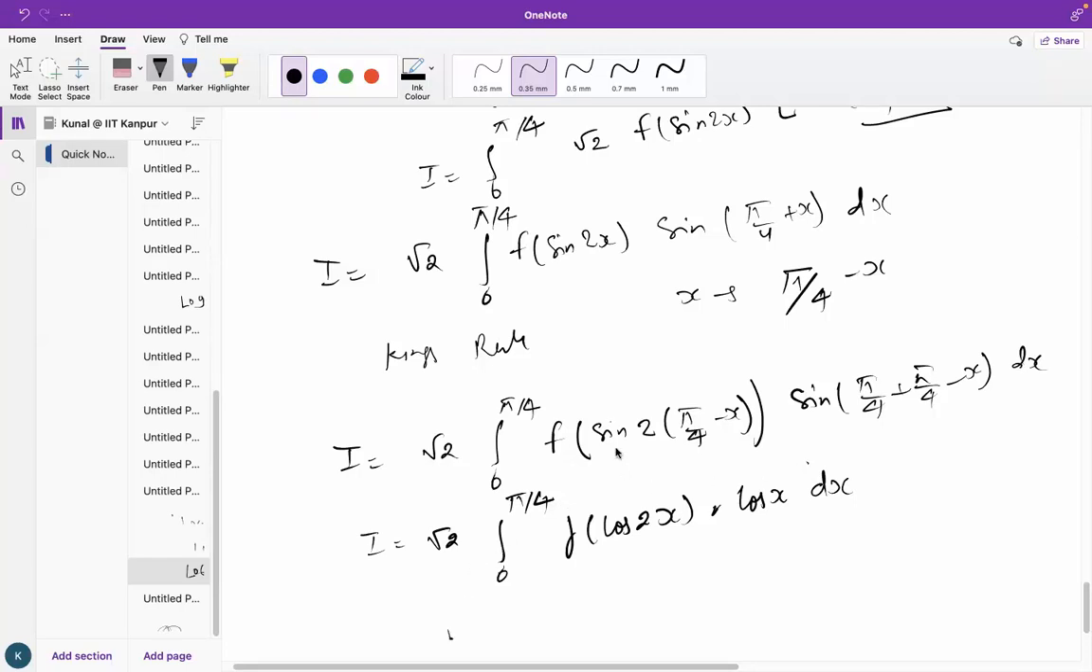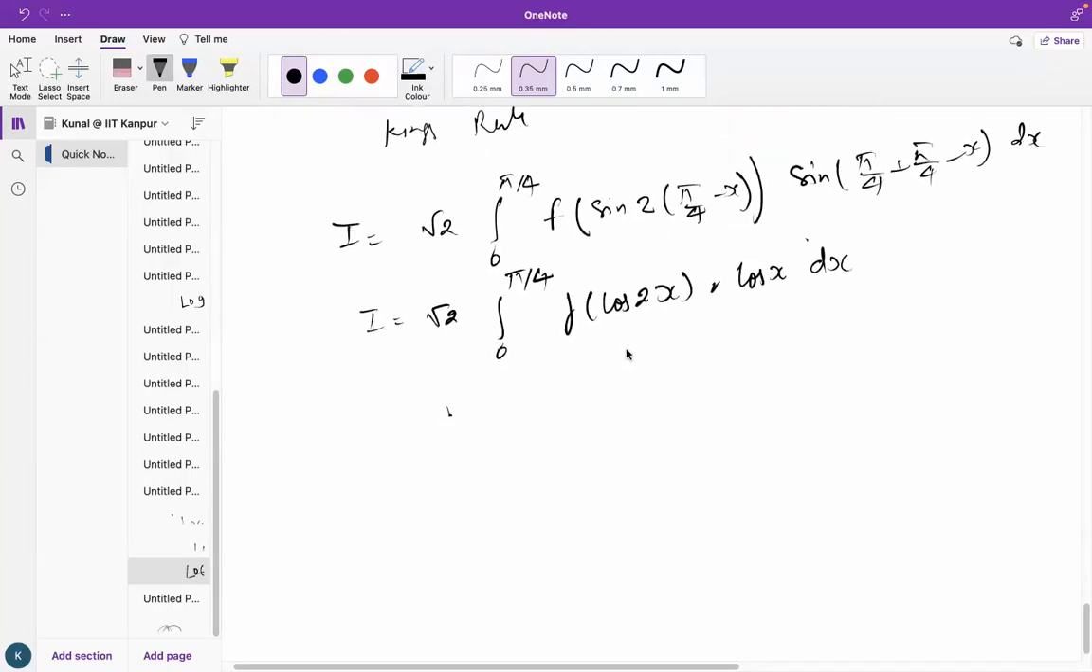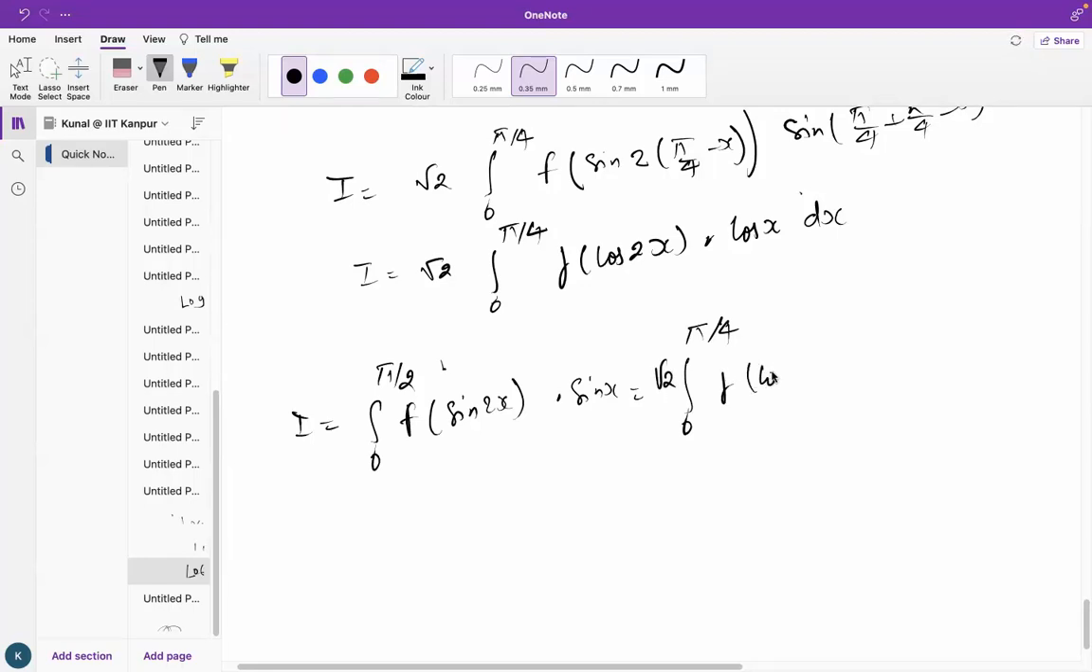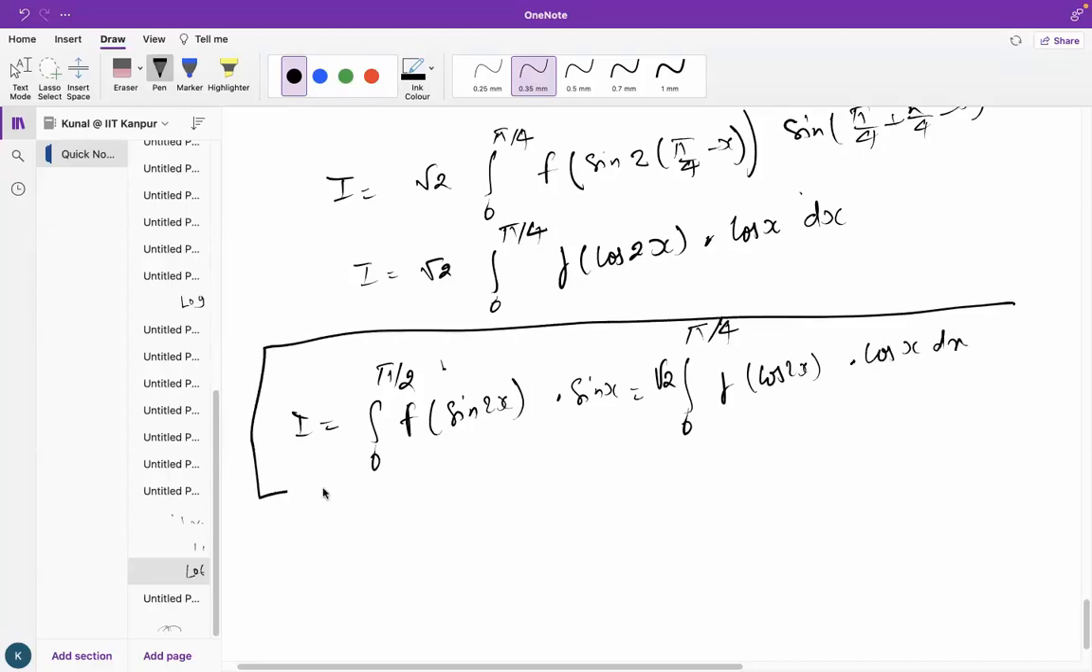This is our I. So what I have to do here: I is equal to the integral from 0 to pi by 2 of f of sine 2x dot sine x, which is equal to the integral from 0 to pi by 4 root 2 of f of cos 2x dot cos x dx. This is the result that we get from solving.